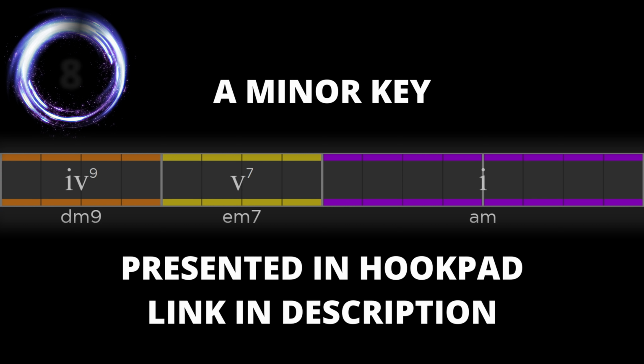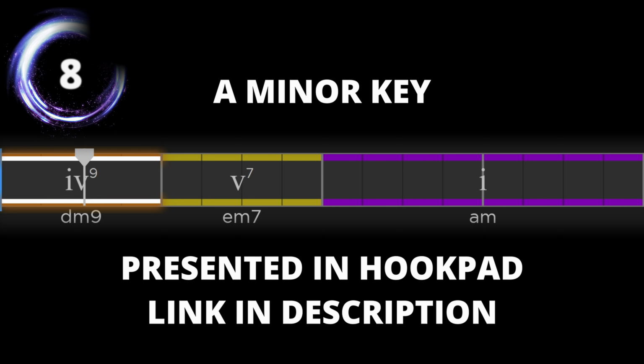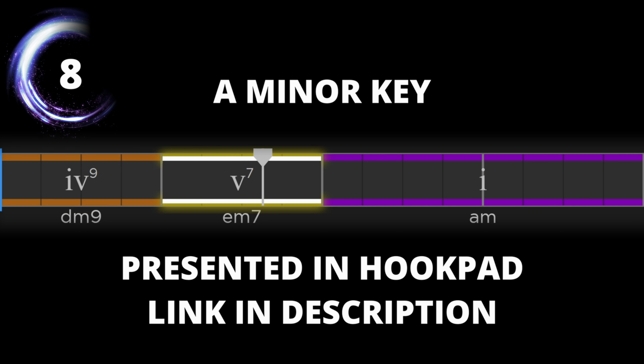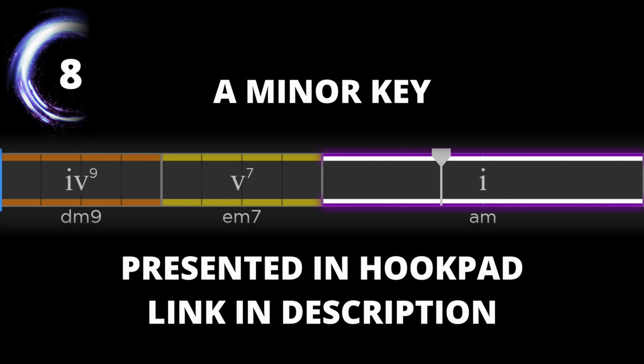Number 8 now, and 4 minor 9th, 5 minor 7th, 1. This is a satisfying progression that leads up to the 1 chord. Listen to it in the song Because We Want To by Billy Piper.